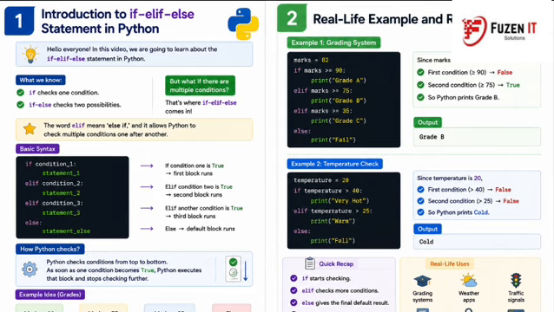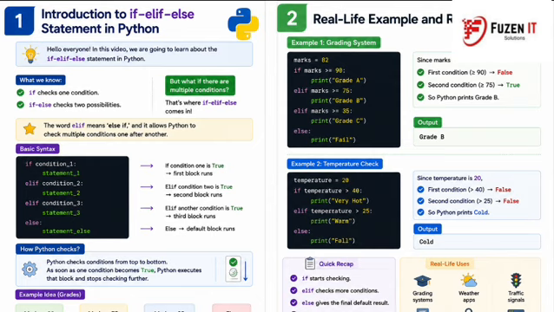Let's take another example. Temperature equals 20. If temperature greater than 40, print very hot. Else if temperature greater than 25, print warm. Else print cold. And the output will be cold. This shows how Python selects the correct option based on the condition.